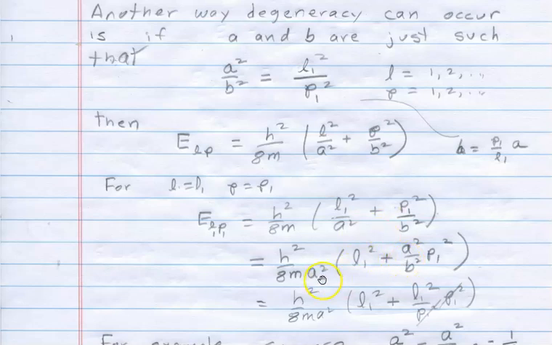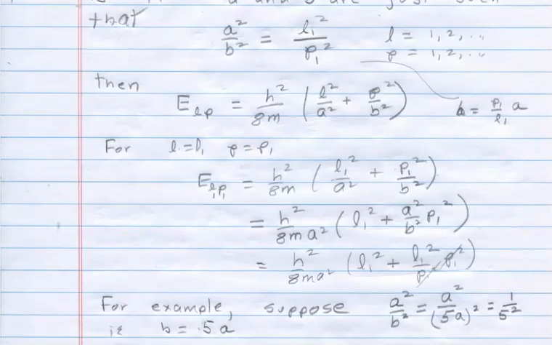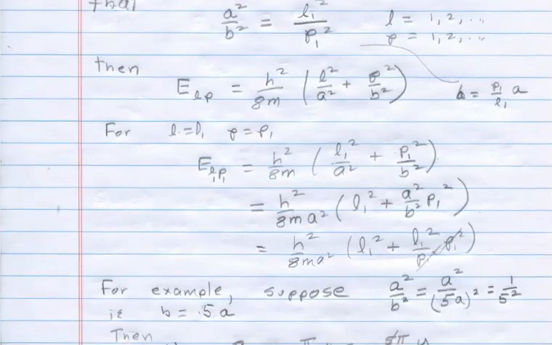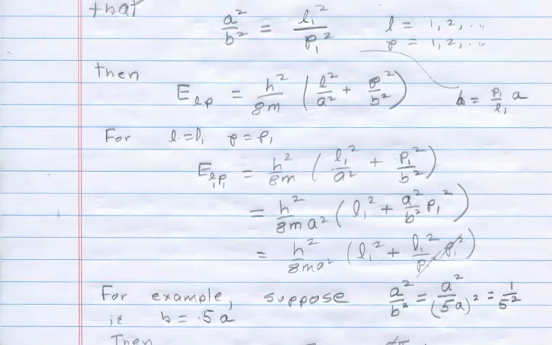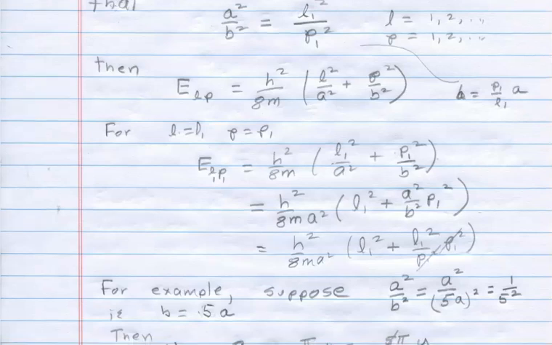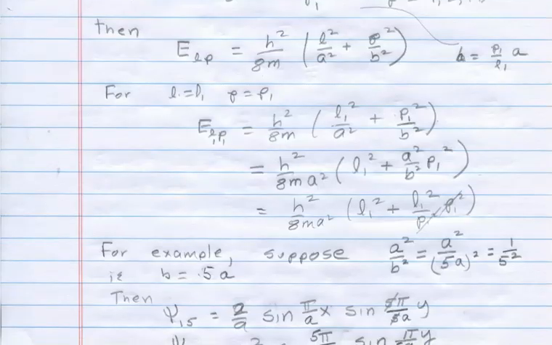And then I can factor out an A squared over B squared, which is L1 squared over P1 squared. And so the P1s go out, and I get 2L squared here. So it can happen that if the ratio of A and B, the length and the width of the box that they're in, just happens to be the same as a ratio of some integers, then one can get a degeneracy as well, that is, two states would have exactly the same energy level.